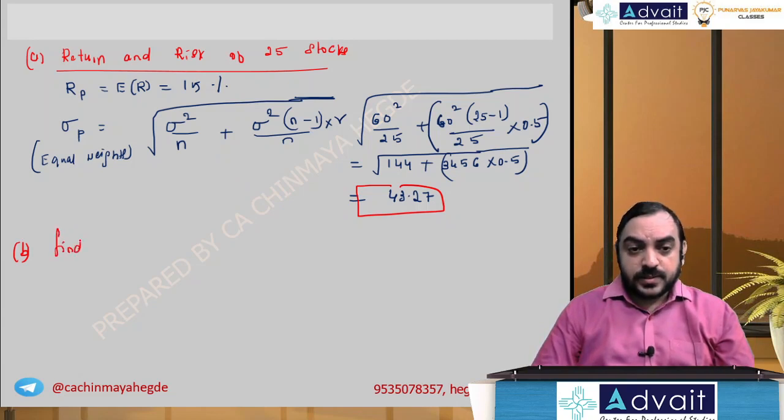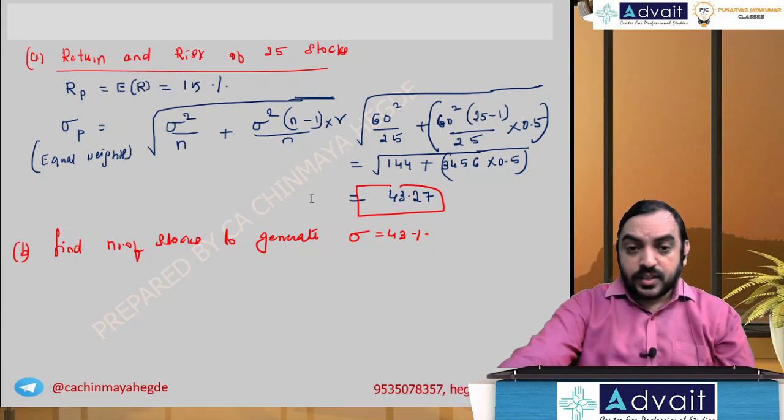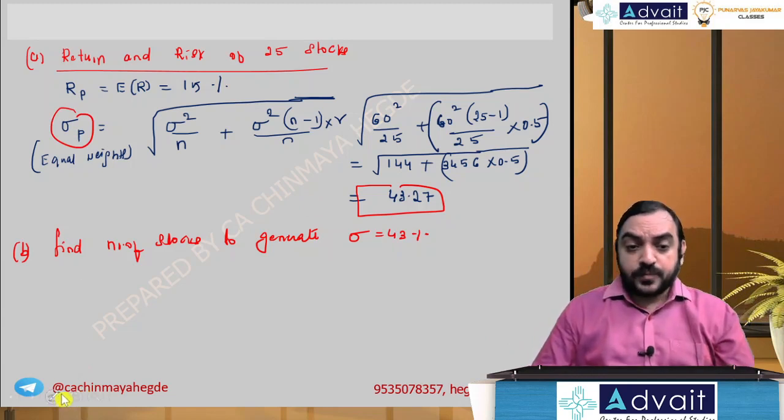Find the number of stocks to generate a standard deviation of 43%. You use the equation and find n in such a way that it comes to this value. We have to simplify this equation. So what is the equation? The standard deviation of the portfolio should be 43%. What should n be? Find out. Thus this should be 43, sigma m square, that is what is given.